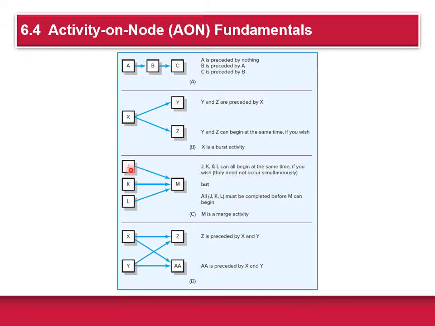So here you can see what's called a merge activity. We have J, K, and L going into a single node. A merge activity. And here you can see a situation where Z is preceded by X and Y, and AA is preceded by X and Y.